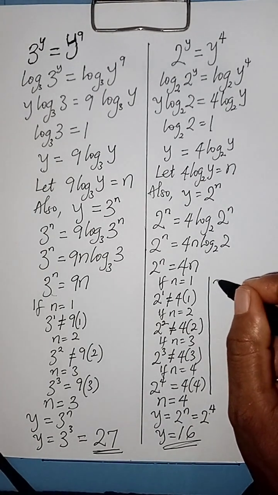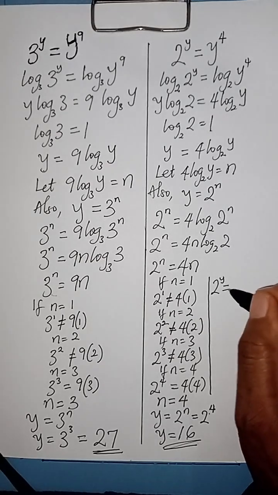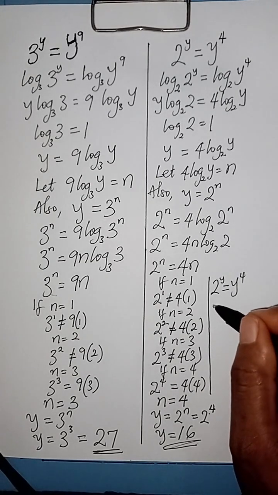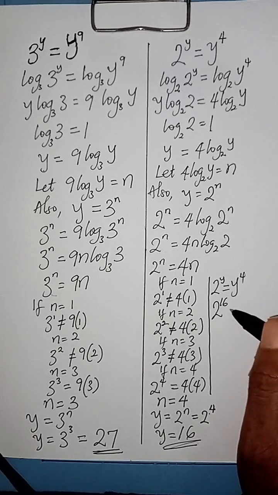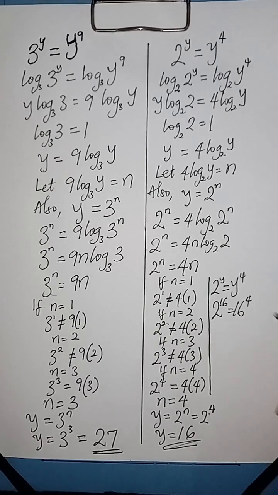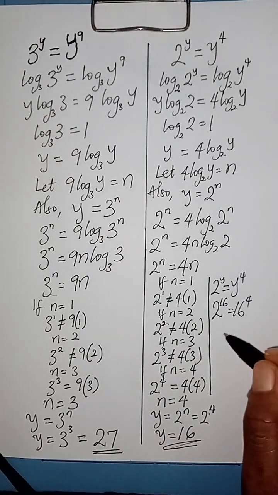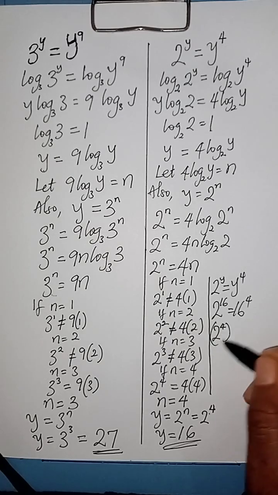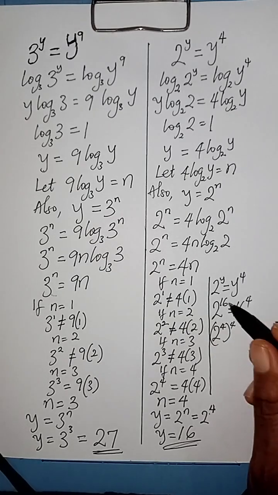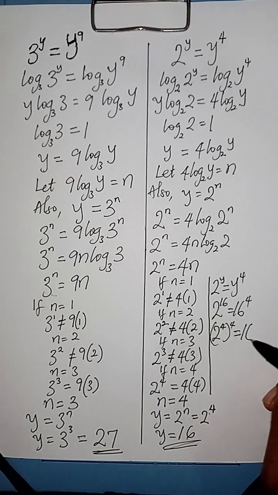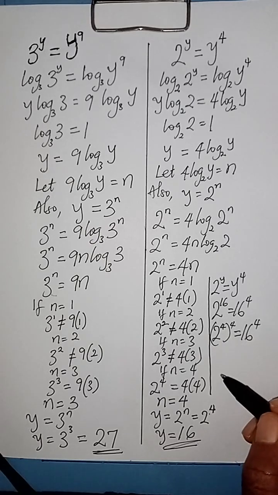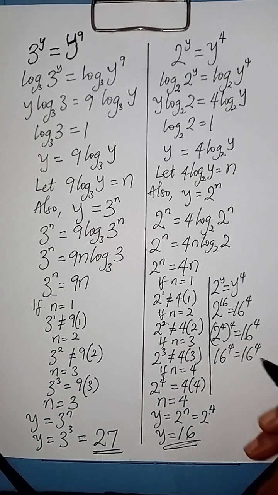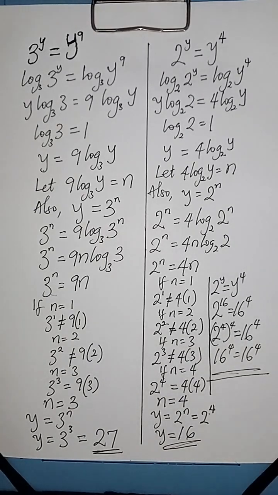Now, 2 raised to power y, that's the question, is equal to y raised to power 4. Now, we've gotten the value for y to be 16, so 2 raised to power 16 is equal to 16 raised to power 4. Will it give us the same solution? Let's check. Now, this in indices can be written as 2 raised to power 4 times 4, and 4 times 4 is 16. And this is 16 raised to power 4. 2 raised to power 4 is 16, so that's 16 raised to power 4. So yes, we've got what we're looking for.